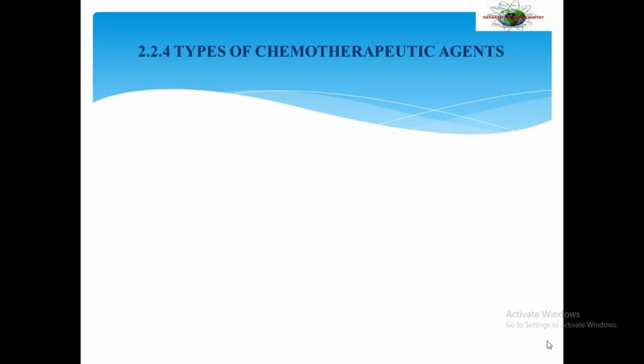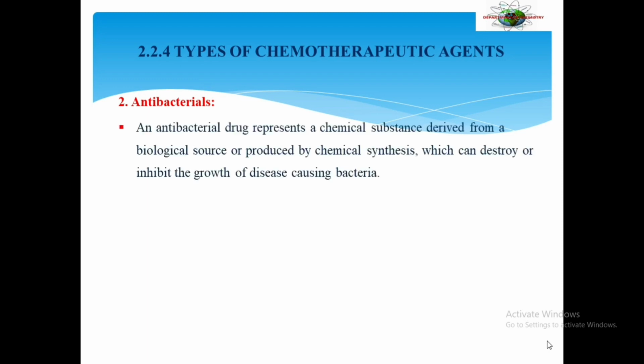The next type of chemotherapeutic agents are antibacterials. Before going to the definition of antibacterials, generally we consume foods which have antibacterial activity. Those are honey, garlic, turmeric, coconut oil, and fermented foods. Let us go to the definition of antibacterials. An antibacterial drug represents a chemical substance derived from a biological source or produced by chemical synthesis, which can destroy or inhibit the growth of disease-causing bacteria.